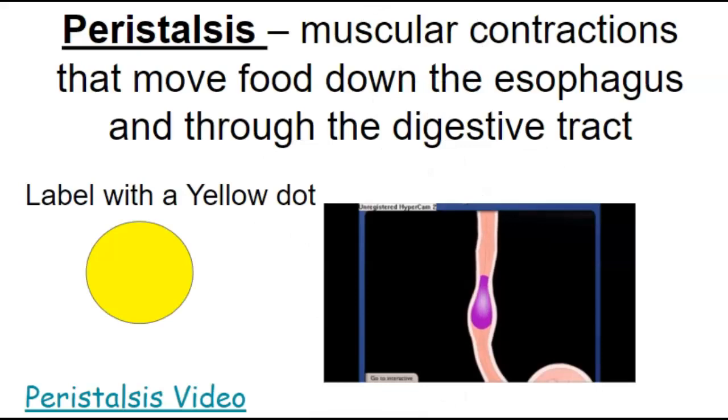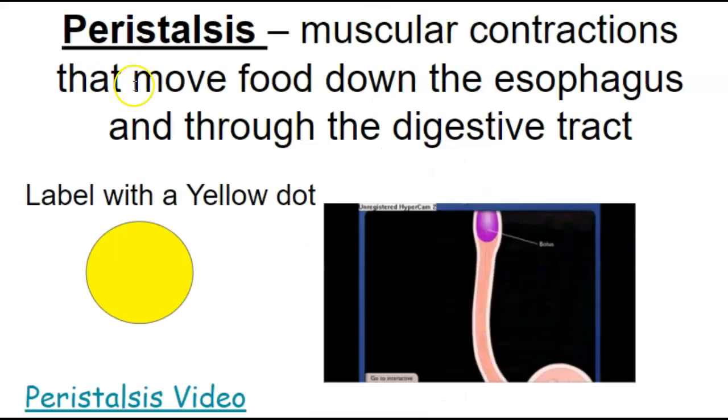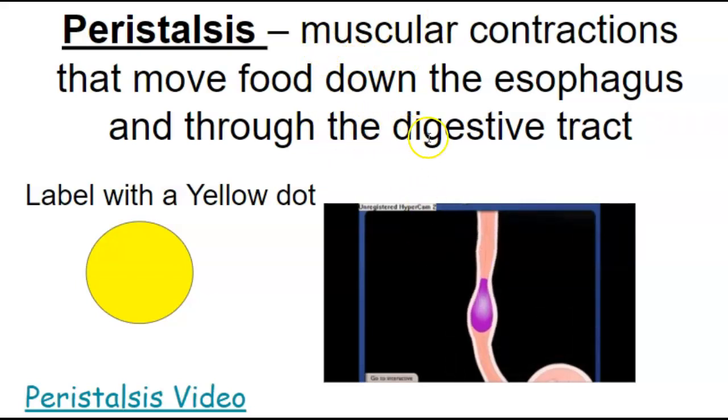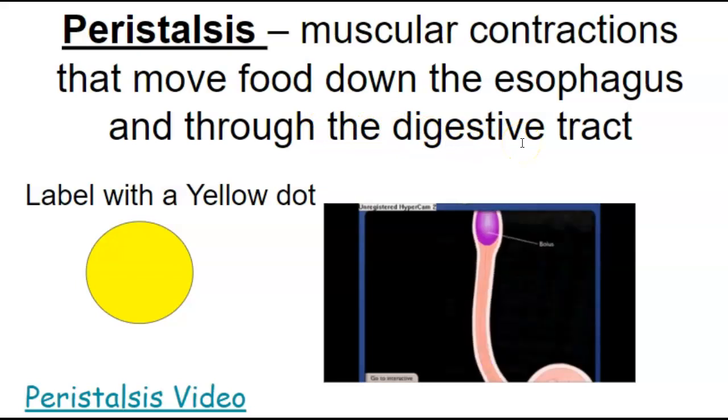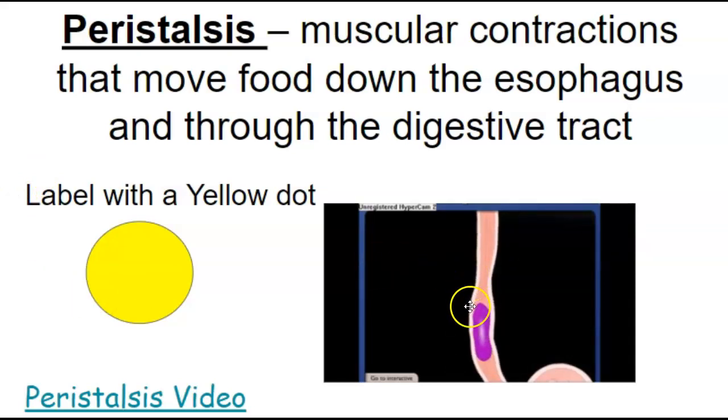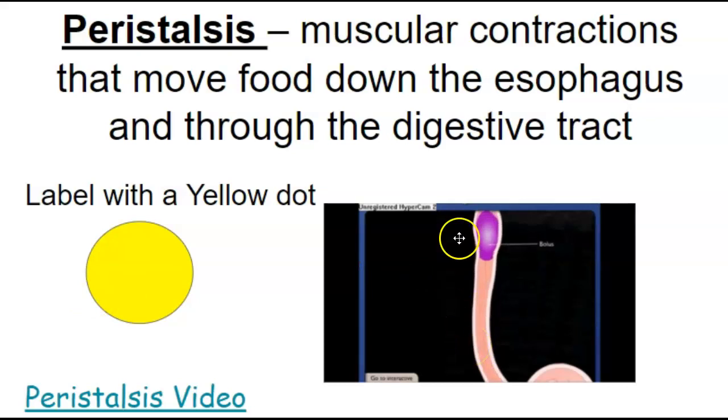Next up, we have something called peristalsis. And these are muscular contractions. They move food down the esophagus and throughout the entire digestive tract. Now, peristalsis is responsible for helping move this food throughout your system.